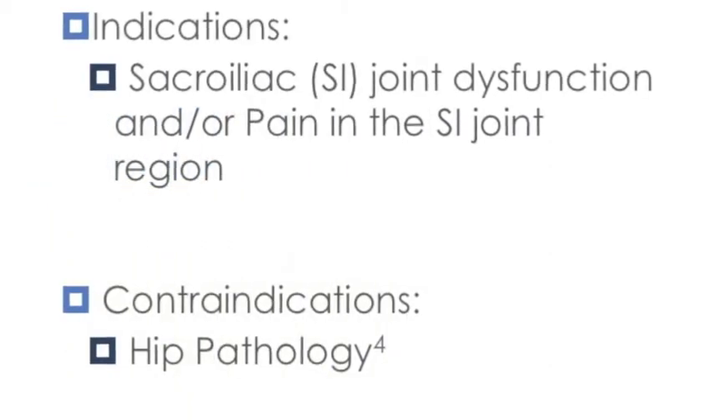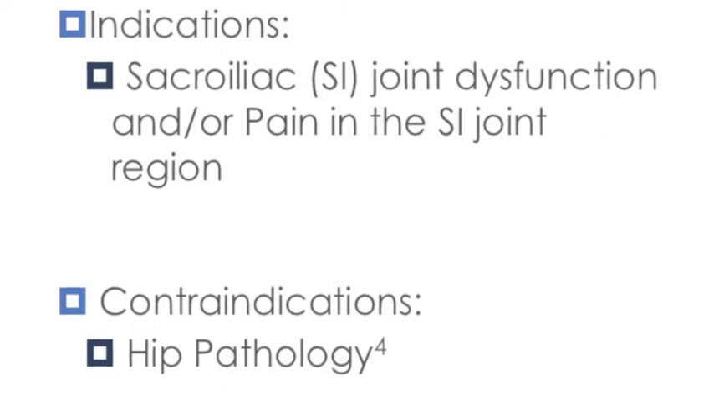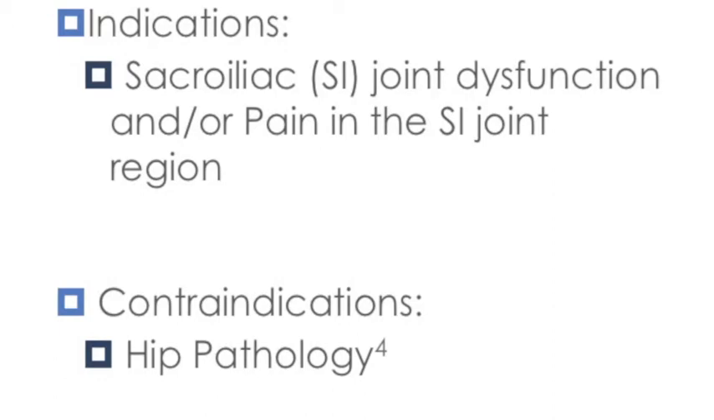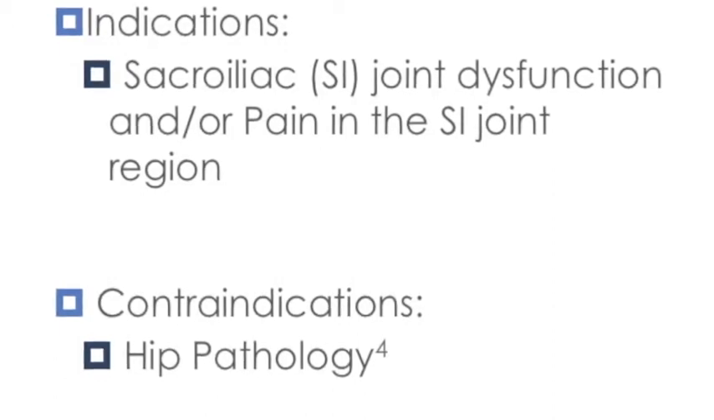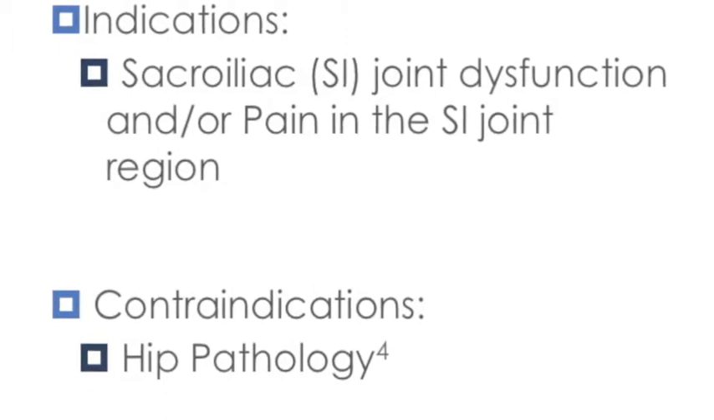We are performing the sacral thigh thrust test, one of the special tests used to rule in a sacroiliac or SI dysfunction. Indications for the thigh thrust test include SI joint dysfunction and/or pain in the SI joint region. Contraindications include a hip pathology. Before performing the thigh thrust special test, screen the hip to rule out a hip pathology.